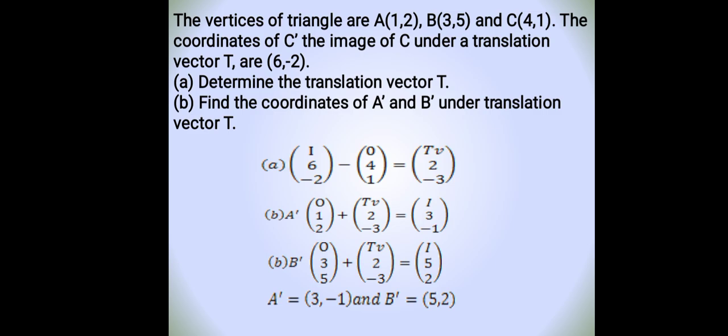So for the translation vector, we take the image minus the object to get the translation vector (2, -3). Then let's translate by adding to the object, to get the image A', B'. So we get (3, -1) and (5, 2).